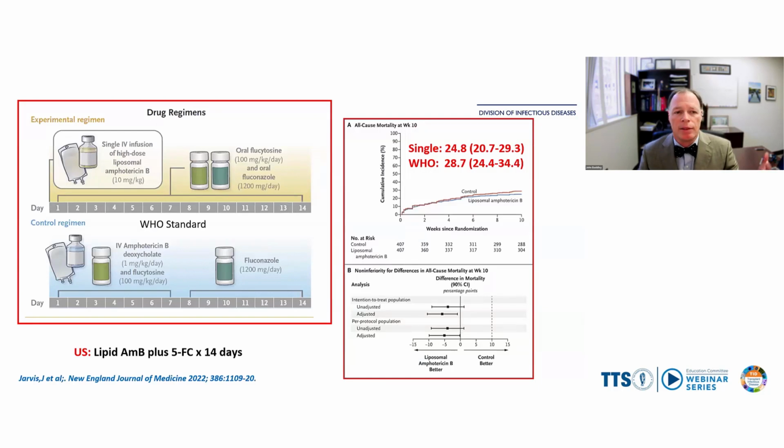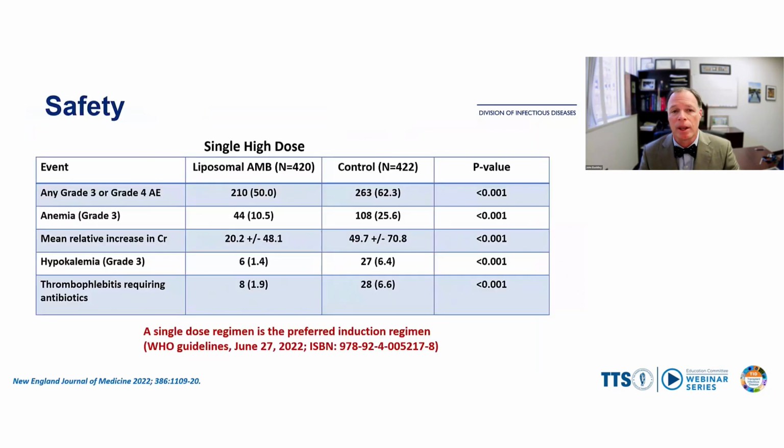And just briefly, the drug regimen that was experimented is on top, the single infusion instead of a daily infusion, followed by other standard therapies. And as you can see on the top right, the mortality at 10 weeks was non-inferior to the standard of care WHO regimen at the time. And then safety-wise, clearly this high-dose amphotericin B compared to the standard WHO regimen in HIV patients was safer with regards to adverse effects, renal disease, and also anemia and hypokalemia.